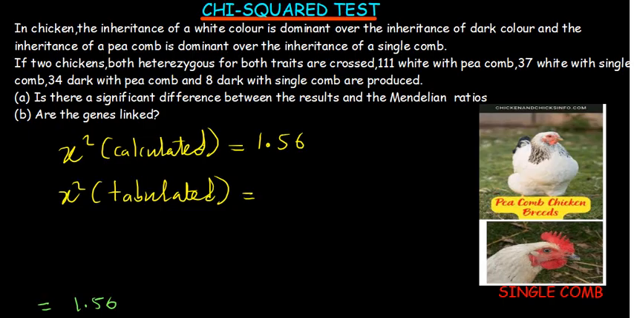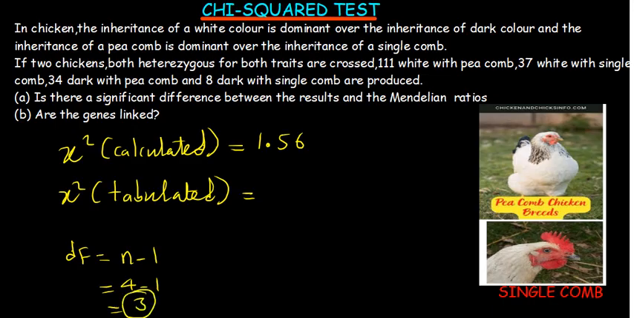Now the first thing to find out here is the number of degrees of freedom. How do you find the number of degrees of freedom? The number of degrees of freedom is given by just the number of phenotypes that we have minus 1. So how many phenotypes do we have here? We have 4 different phenotypes. We can have either white with picom, white single, dark picom, dark single. So we have 4 phenotypes. And the number of degrees of freedom is given by n minus 1, which in this case is 4 minus 1. Therefore, we have 3 degrees of freedom.